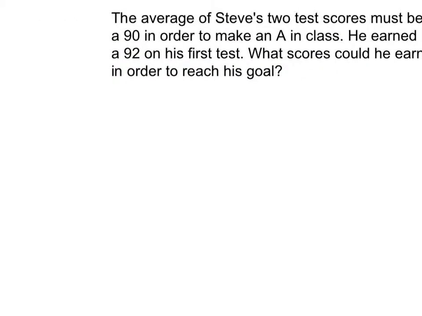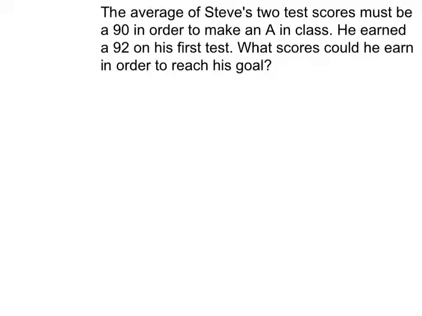Alright, we're almost done. Two more to go. So here we have Steve. Steve's question is off the page. Now it's not. The average of Steve's two test scores must be a 90 in order to make an A in class. So, he's got two test scores, and the average has to be a 90 to make an A in the class. He earned a 92 on his first test. We need to know what scores he could earn in order to reach his goal.